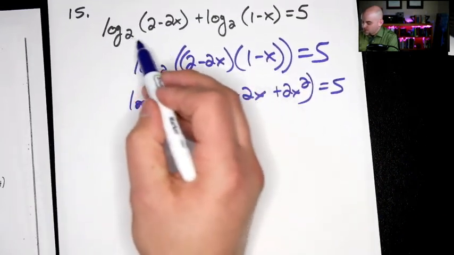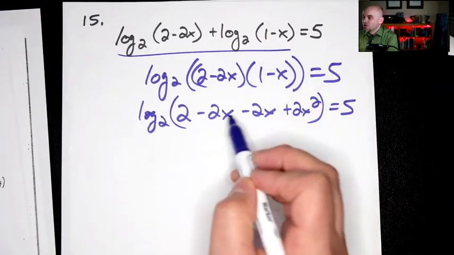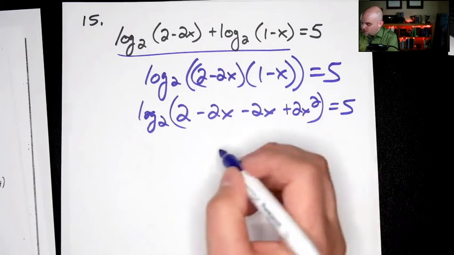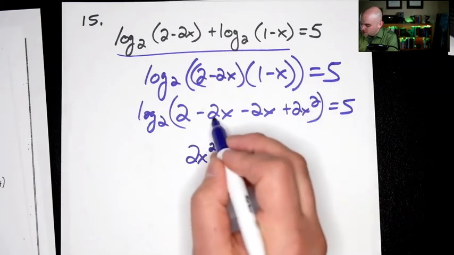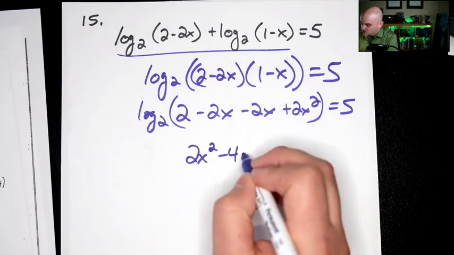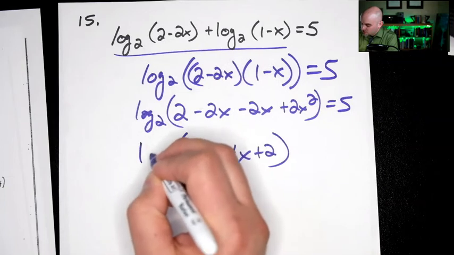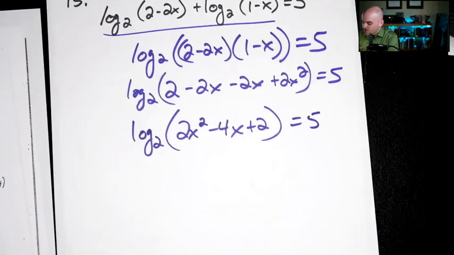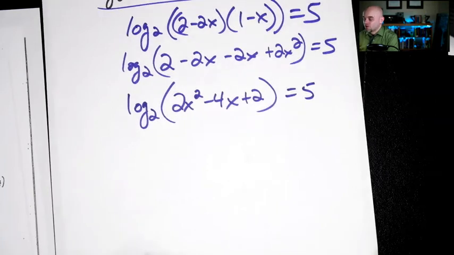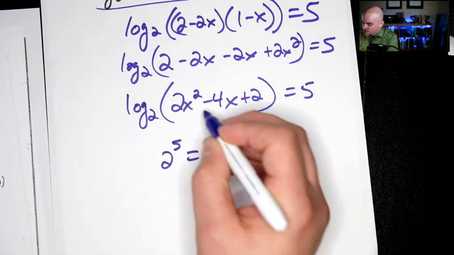But I can use my properties of logarithms here to combine some stuff, and I'm going to continue combining it, put it in descending order, make it look all nice and pretty like we like to see. The 2x squared goes up front, minus 2x and minus 2x becomes minus 4x, and then the plus 2 goes right there. So I'm taking the log base 2 of all that mess, and that equals 5. Now I'm going to convert it to exponential form. So 2 raised to the 5 is equal to this mess.